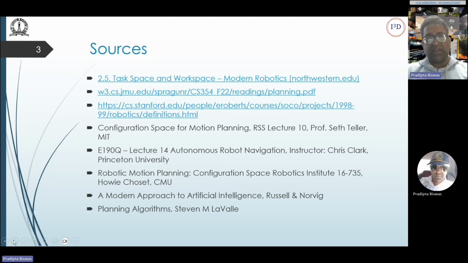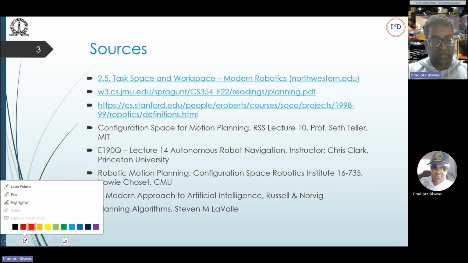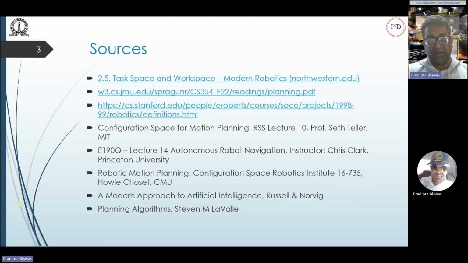Here are the sources. These are similar to the sources that we discussed in the previous lecture, and the two main textbooks are this AI textbook by Russell and Norvig and also the planning algorithms book by Steven LaValle. So in this particular lecture, I will mainly follow the notations and examples given in chapter 4 of Steven LaValle's book.